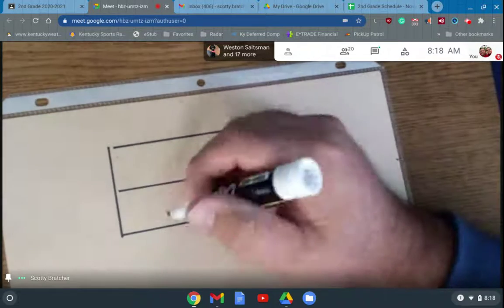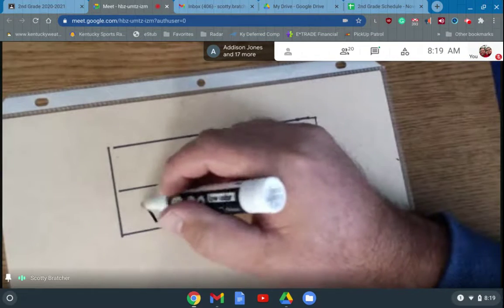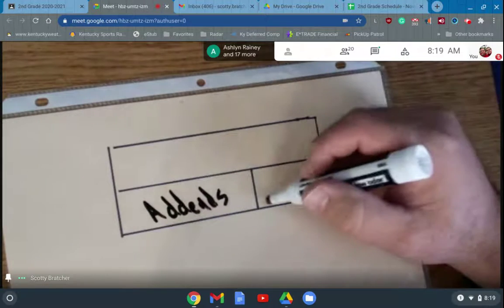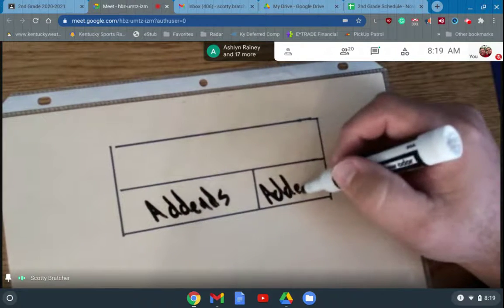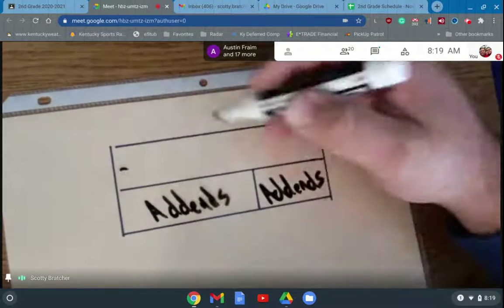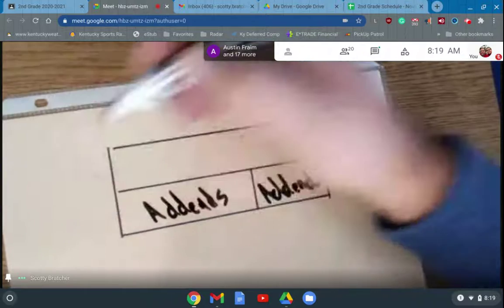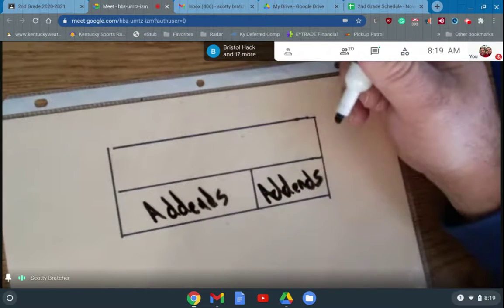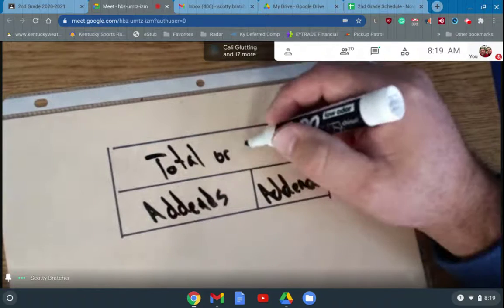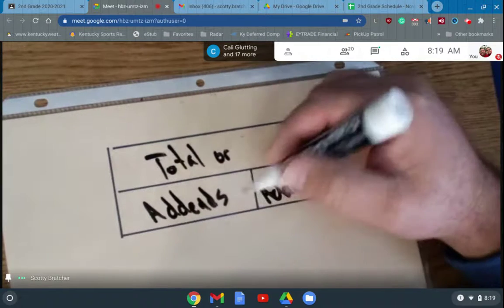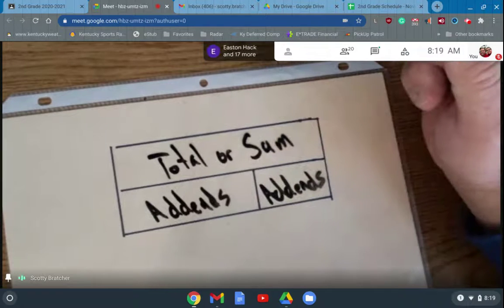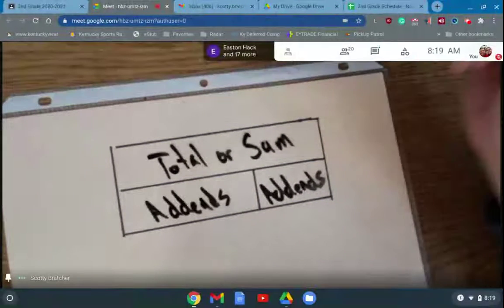Okay. And these parts down here are called add-ins. Both of these are add-ins. Okay. And this big bar up here, okay, we call it the whole. I like to call it the total. Or if I've got two add-ins, it's the sum. Okay, and that's the answer to an addition sentence. All right.